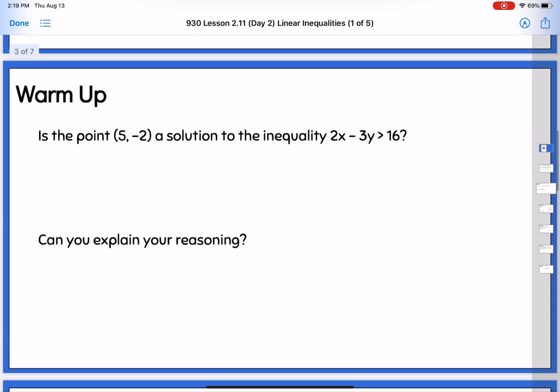So our warm up today is just a little bit of a recap from yesterday, making sure you understand how to determine if a point is a solution. So is the point (5, -2) a solution to the inequality 2x minus 3y is greater than 16? And then making sure that you could really explain that reasoning. You could jot down some thoughts on how you might explain it here. If you haven't tried this yet, go ahead and pause your video and do that now.